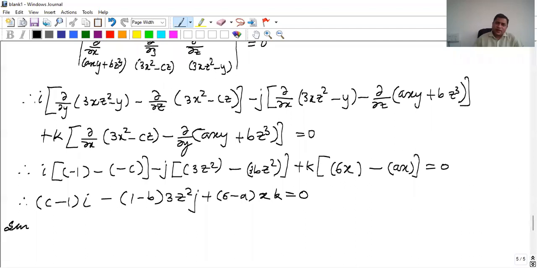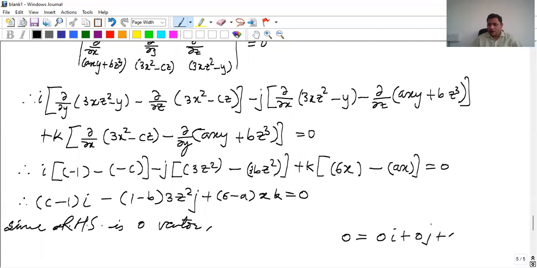Okay. So what we can say is, since the right hand side is, what is the right hand side? 0 vector. 0i plus 0j plus 0k is a 0 vector. And if it is a 0 vector, how are you able to write this? This 0 is nothing but 0i plus 0j plus 0k. So that means this value is going to be 0, this value is going to be 0, this value is going to be 0. Okay.